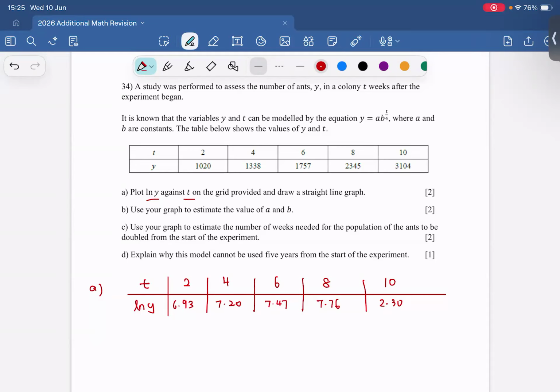The last one, isn't it 8.04? What? Who's talking? Last number, isn't it 8.04? Oh, is it? Why did I get that? I don't know. Oh, I pressed long 10. I should press long 3104. Why did I press long 10? 8.04. Oh, thank you. Then, yeah, plot the points.